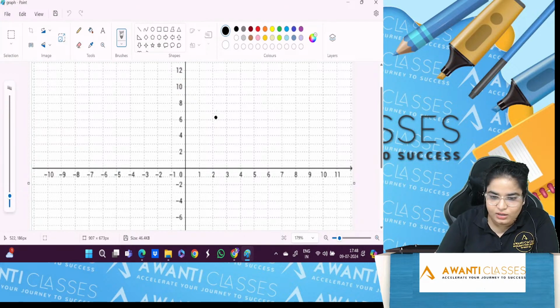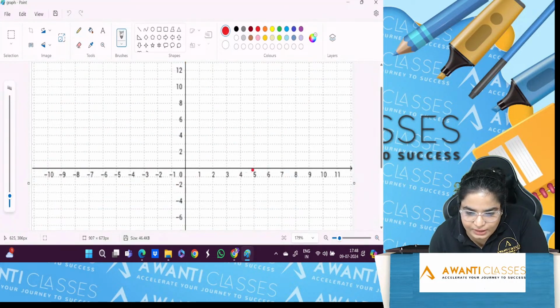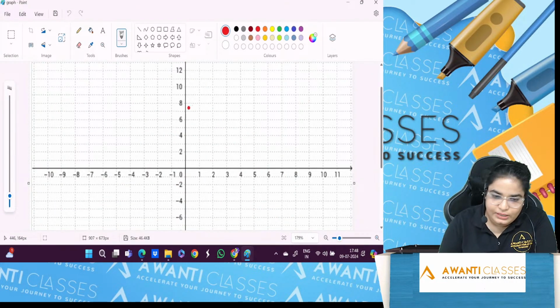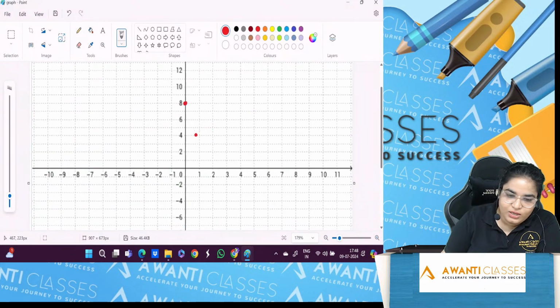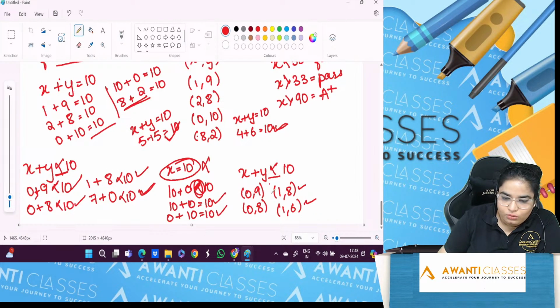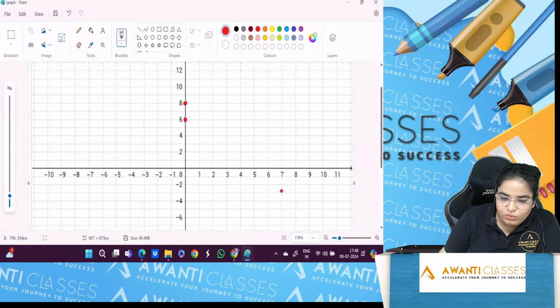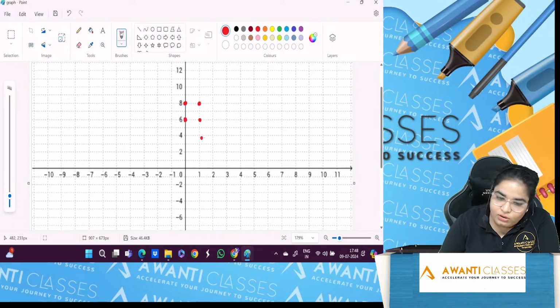Which points do we take? Tell me. 0 and 8. This will work. Similarly, will 0 and 6 work? Yes, it will also work. Now, can 1 and 8 also work? Yes. 1 and 6 will also work. Will 1 and 4 work? 1 and 4 will also work. Will 2 and 3 work? Yes, 2 and 3 will work.